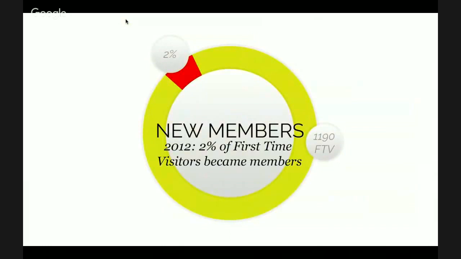And so back in 2012, we did an assessment, and we crunched some numbers, and we realized that for the entire year, we had 1,190 first-time visitors come to our church. But when we looked at our membership process and our connection process, we only connected about 20 of them, which was 2%. So 2% of all of our first-time visitors connected to our church and became members.